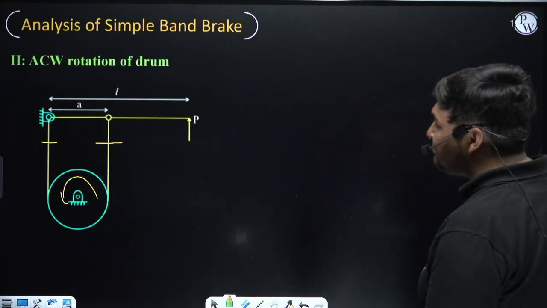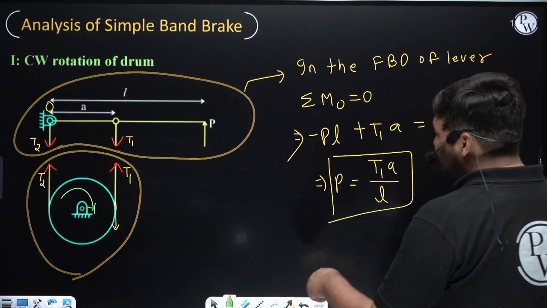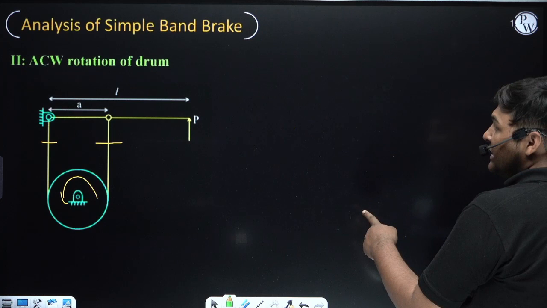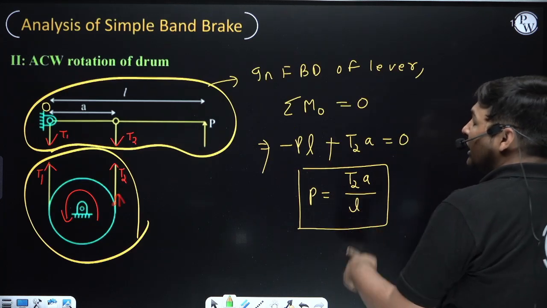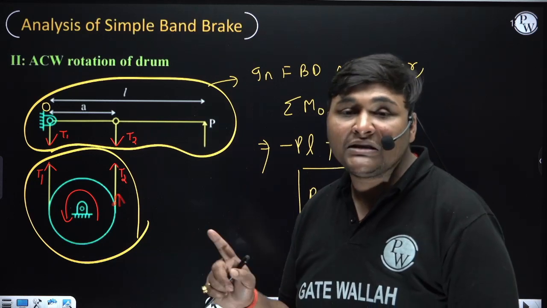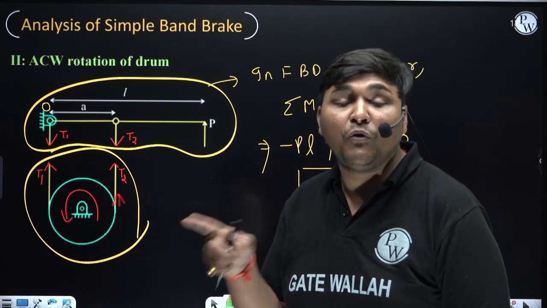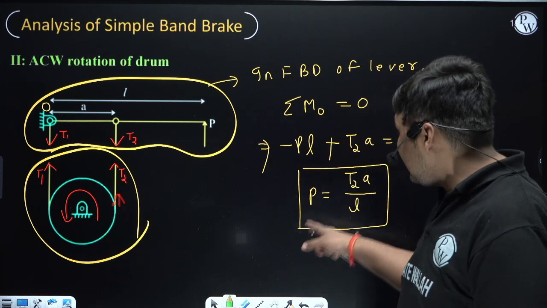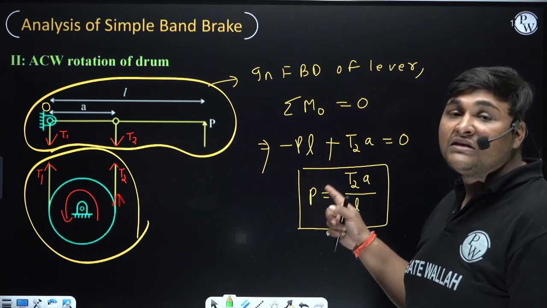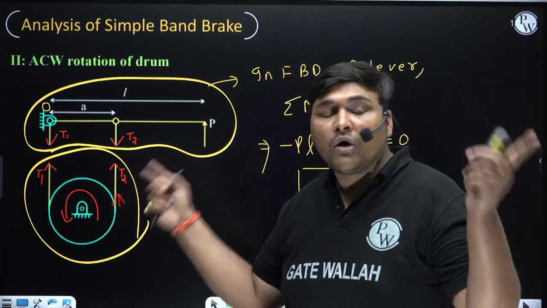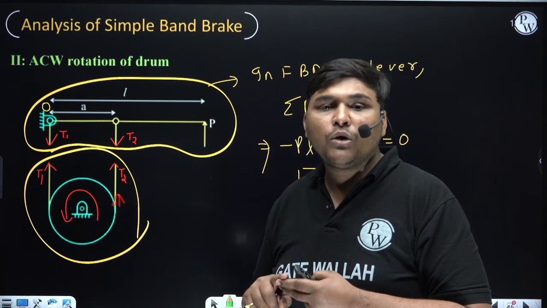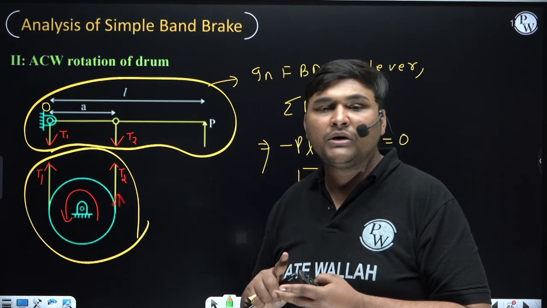In case 1, braking effort P is T1 A upon L, it is coming in terms of T1. In case 2, braking effort P is T2 A upon L, it is coming in terms of T2. T1 is more than T2. So can I say in the first case braking effort will be more for the same value of T1 T2, and in the second case braking effort will be less? The braking torque is the same in both cases, because I have taken the same values of T1 and T2. And out of T1 and T2, the value of T1 will be more, T2 will be less.